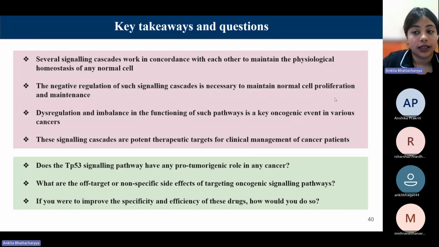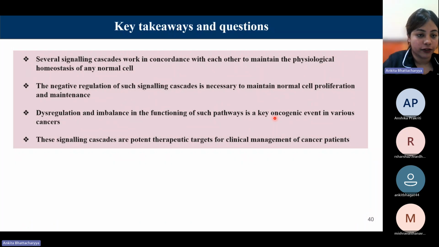But what are the key takeaways for today? First of all, several signaling cascades work in concordance with each other to maintain the physiological homeostasis of any normal cell. The negative regulation of such cascades is very essential to maintain normal cell proliferation and maintenance. Dysregulation and imbalance in the functioning of these pathways is indeed a key oncogenic event in various cancers, and they are very potent therapeutic targets for the clinical management of cancer patients.